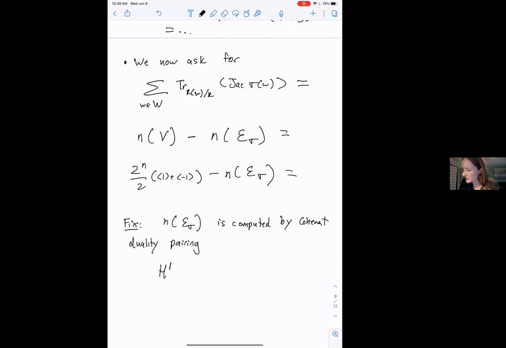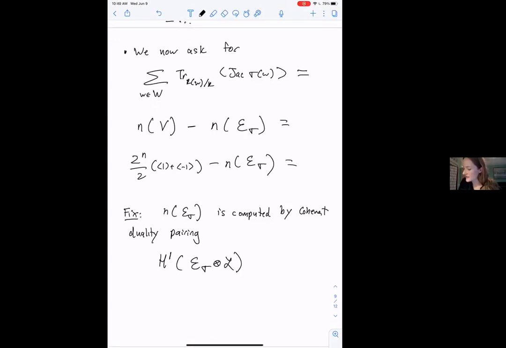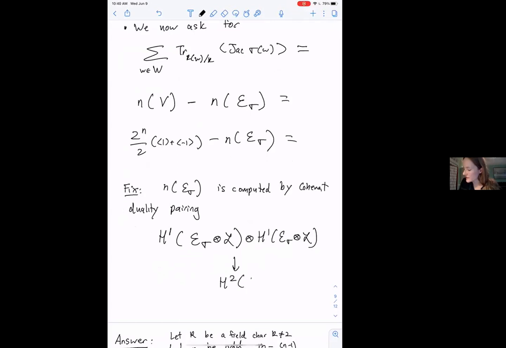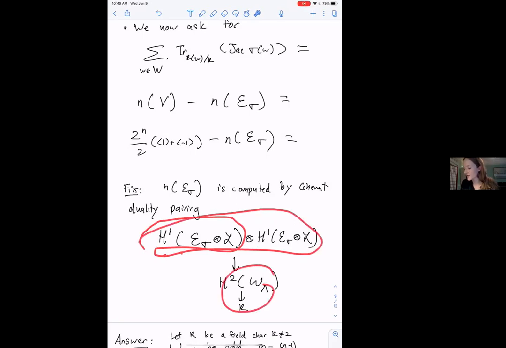on H1 in coherent cohomology of E sigma tensor L that, by the orientation, is going to land in the top cohomology of the canonical bundle. And this has a map to K. It's computed by this, and you can explicitly compute this cohomology, this cup product, and this trace pairing. So here's the answer.